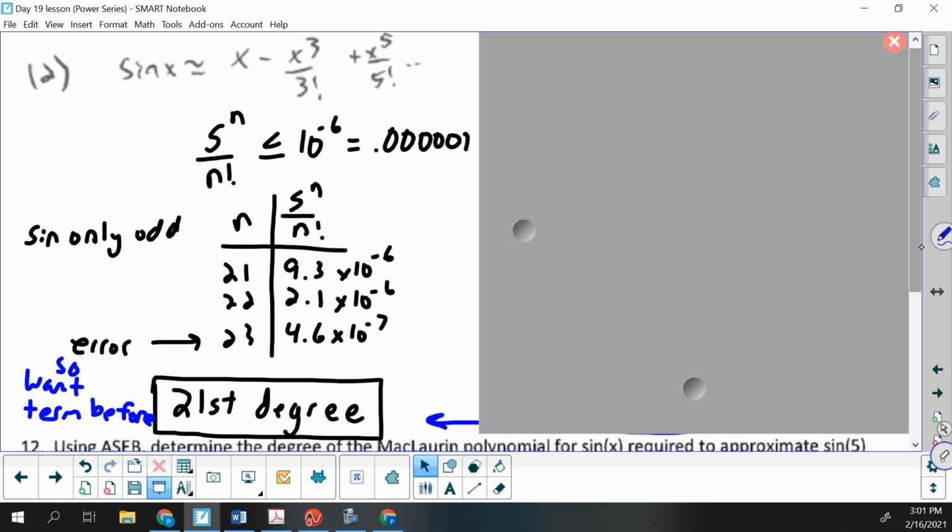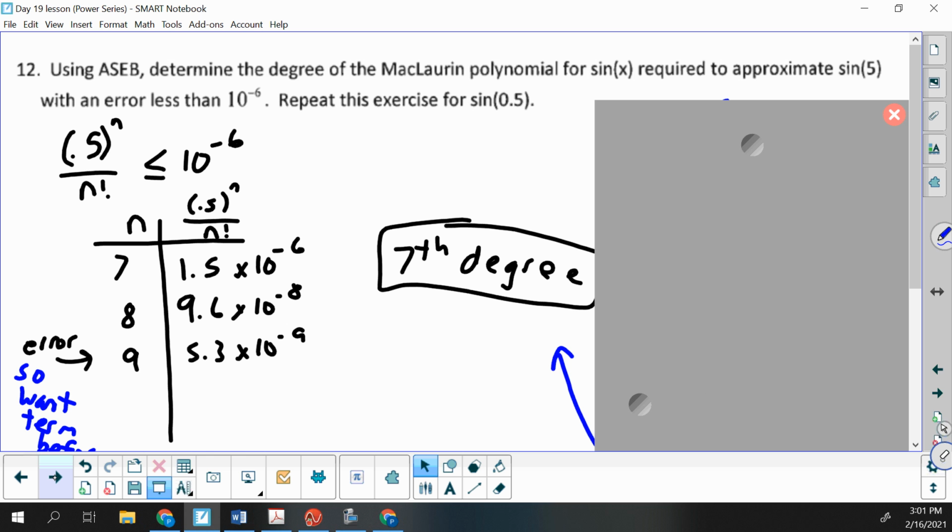Then we did the same question, but with 0.5. Do a similar idea. We're only looking at the odds. So 5 was not small enough. 7 was not small enough. 9 was, so that's our error. So therefore, we want to go to the previous odd one, so 7th degree. If we had been doing a cos, which has only even powers, we would only want to look at the even n's.